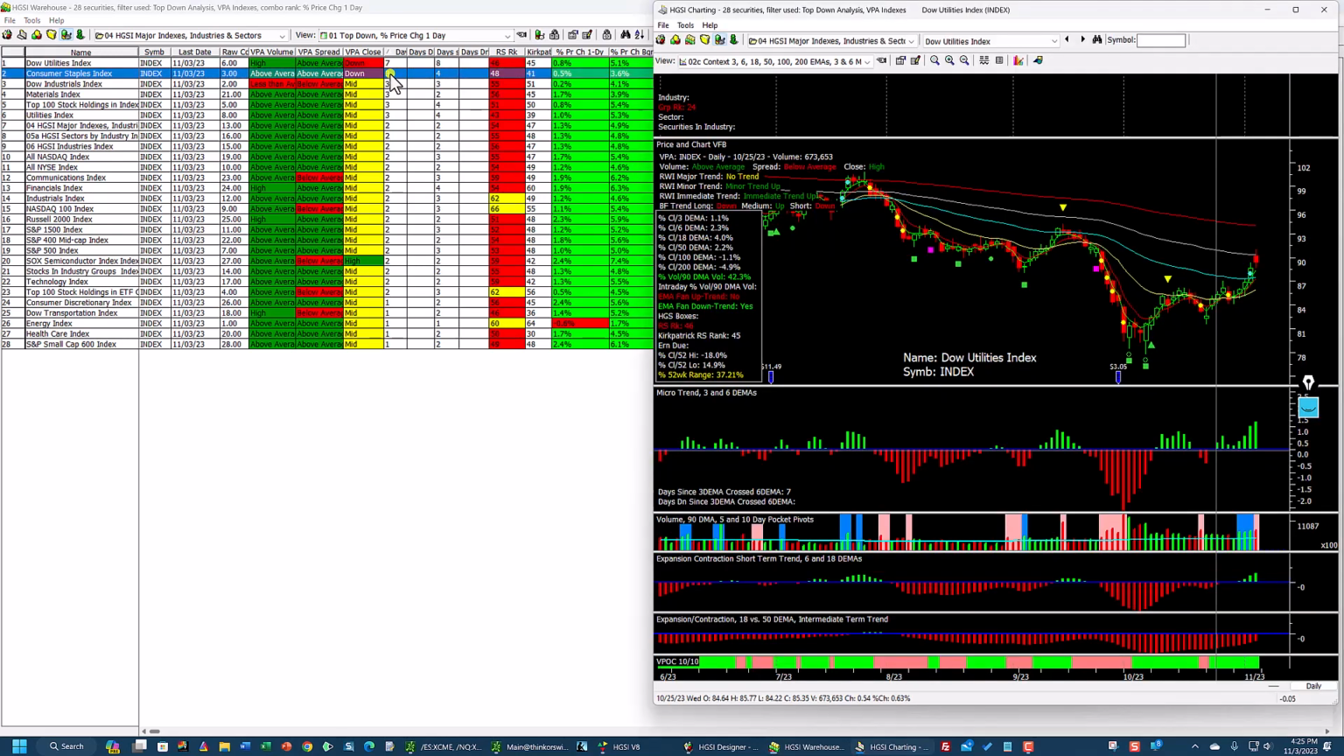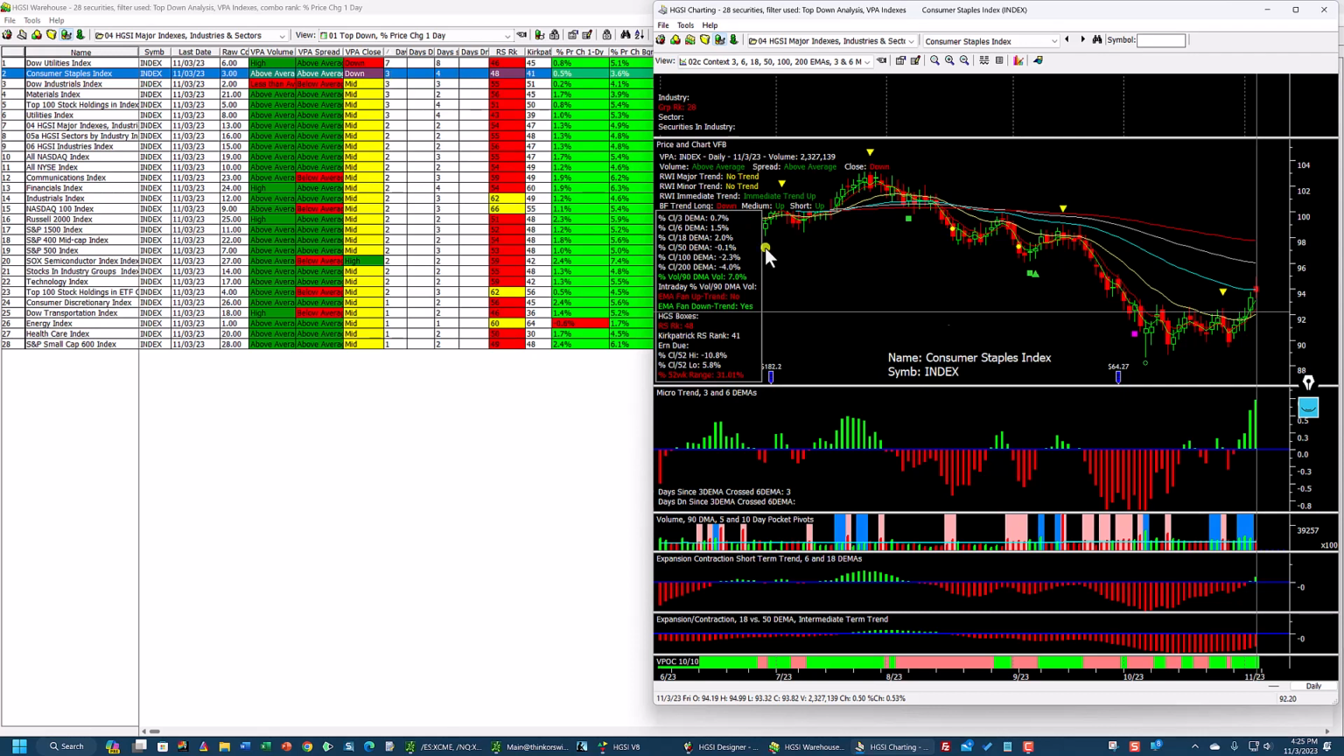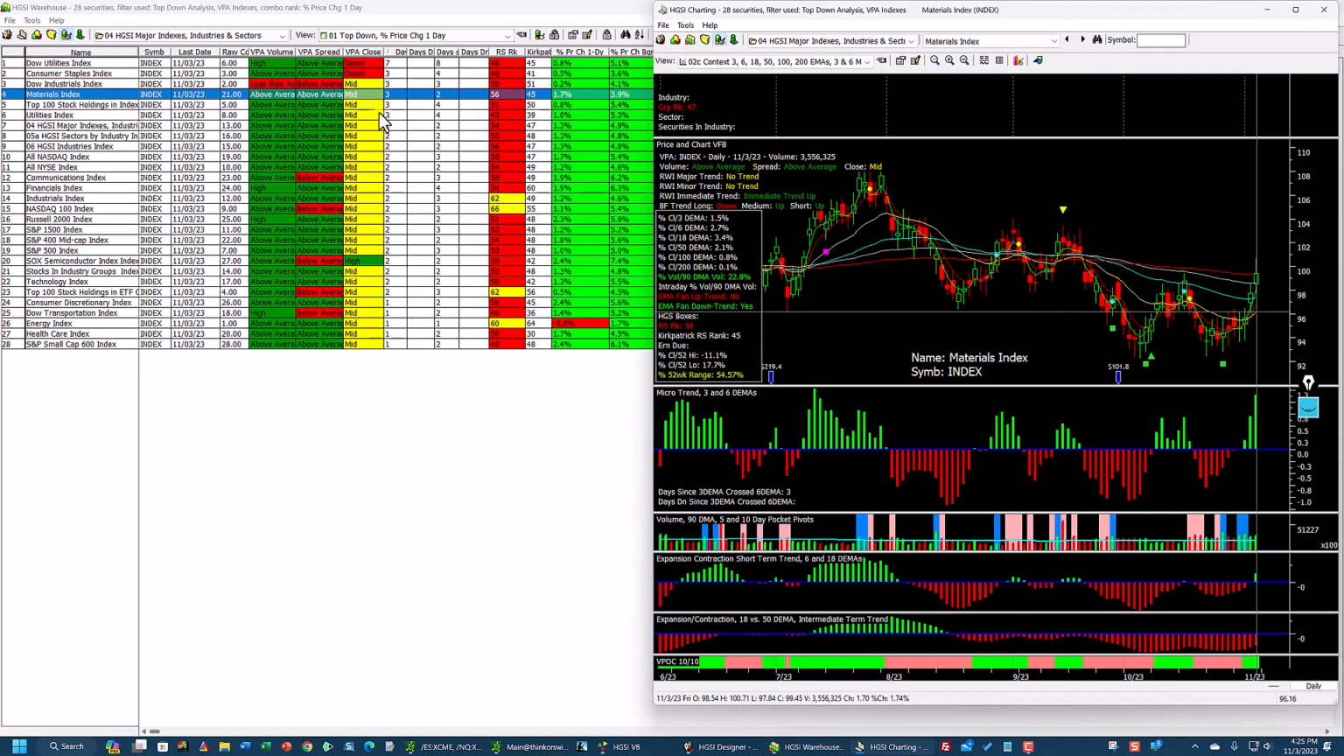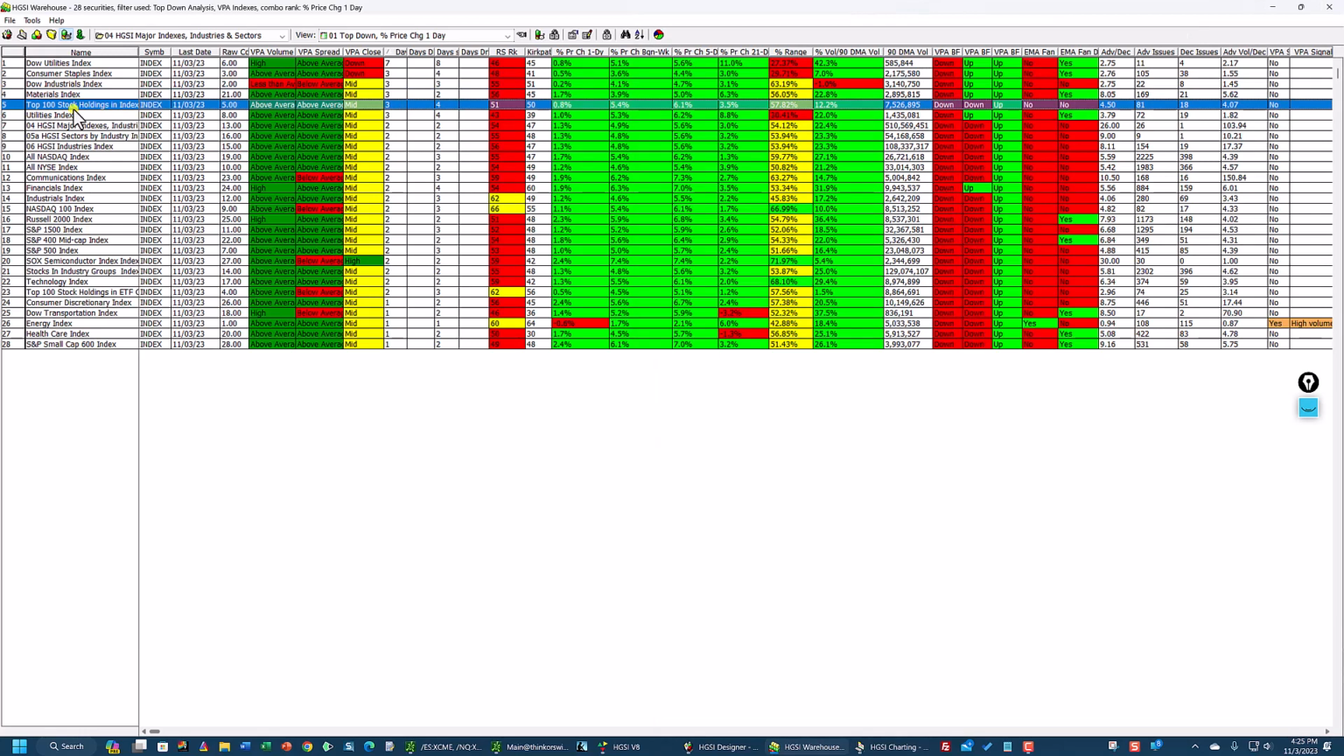So let's look at the consumer staples. That happened 4 days ago. Just look over here and you'll see the crossover days. Dow Industrials 4 days ago, and so on down the list. Now, I just updated my files. I put the top 100 holdings in the indexes. These are the stocks that the institutions are buying. That crossed over 4 days ago.